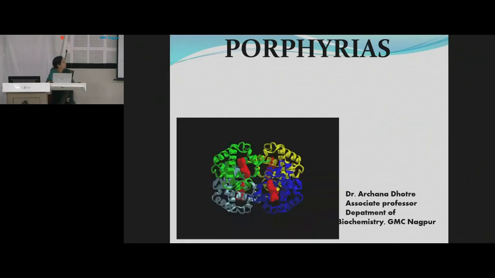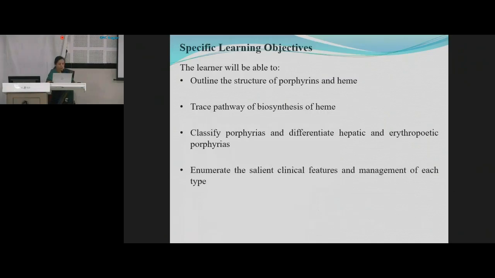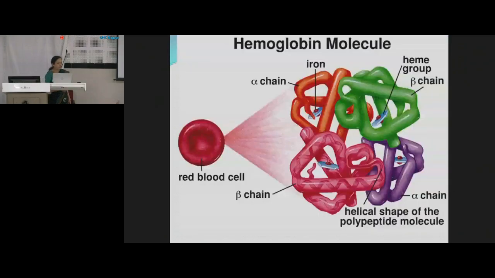Now before understanding porphyrias, what are the learning objectives of today's lecture? At the end of the lecture, the learner will be able to outline the structure of porphyrins and heme, trace the pathway of biosynthesis of heme, classify porphyrias, differentiate hepatic and erythropoietic porphyrias, and enumerate the salient clinical features and management of each type. So we already know the structure of hemoglobin.